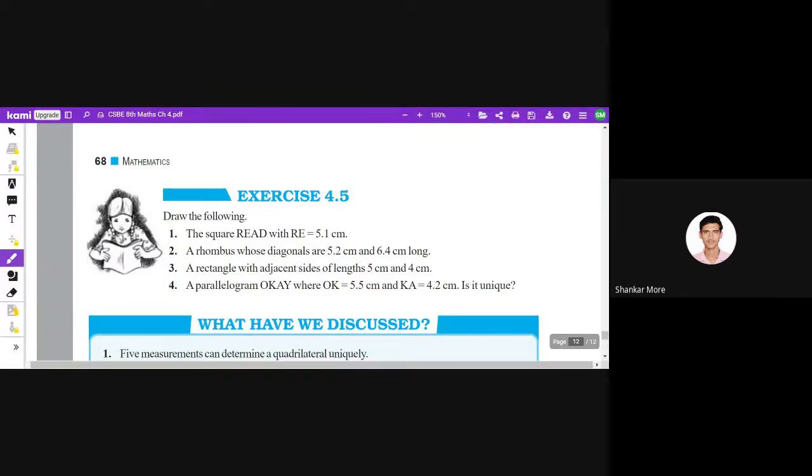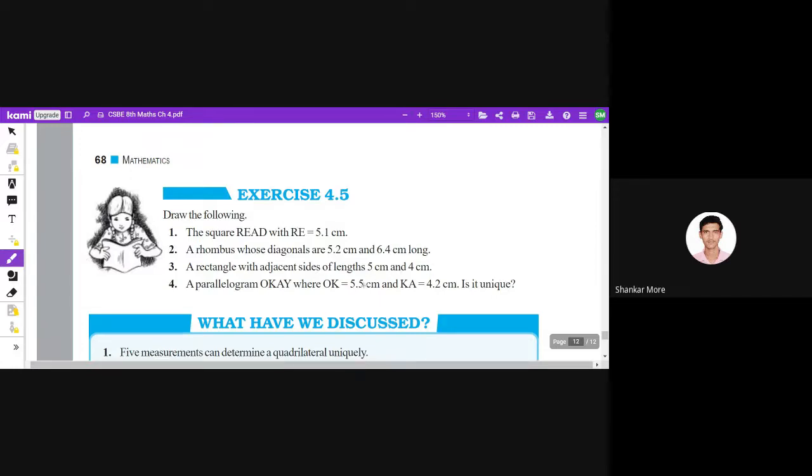A rectangle with adjacent sides of 4 centimeter and 5 centimeter. So to draw a rectangle, let us suppose we want to draw a rectangle ABCD. AB is 5 centimeter, BC is 4 centimeter. Sorry, angle B is going to be 90 degrees, right? So in this way we can find out the remaining sides and angles too, and we can draw a rectangle with these 2 measurements itself.